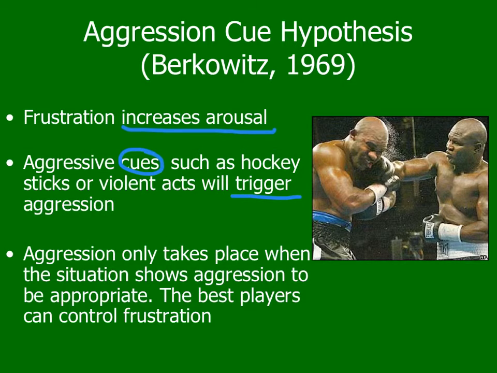There are various aggressive cues that can do this. It could be actual equipment like a hockey stick that might be associated with violent acts, or boxing gloves. It could be various people. It could be the fact that you're playing your arch rival. It could be that someone has been aggressive towards you. So there are lots of cues that might tip you over the edge and make you aggressive in this situation.